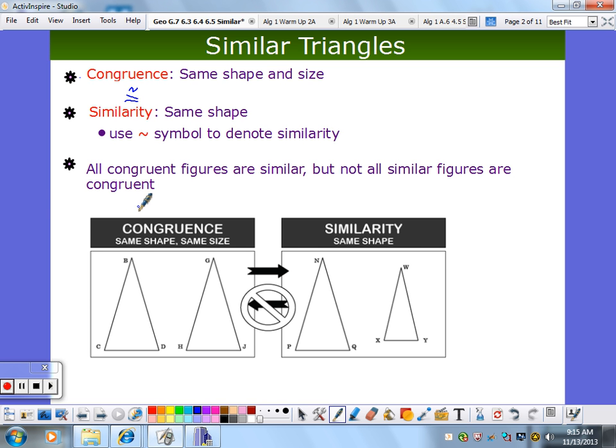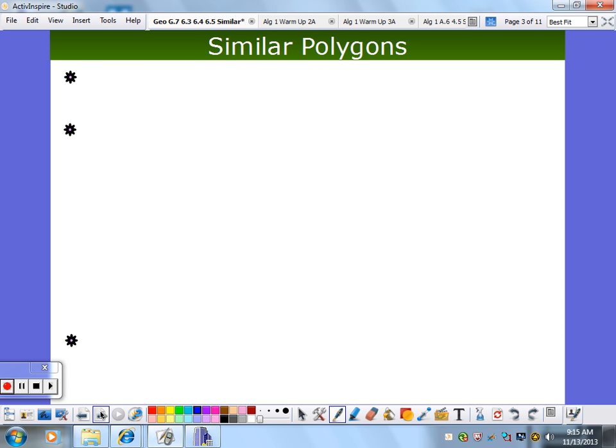So let's think about that for a second. If you're congruent, you have the same shape and same size. And if you're similar, you have the same shape. So don't all congruent figures have the same shape? So they're all similar. But if you go over here to similar triangles, they're not all the same size, so I can't say that they're congruent. We want to keep them straight. If something is congruent, you know it's similar. But if something is similar, you don't know if it's congruent.